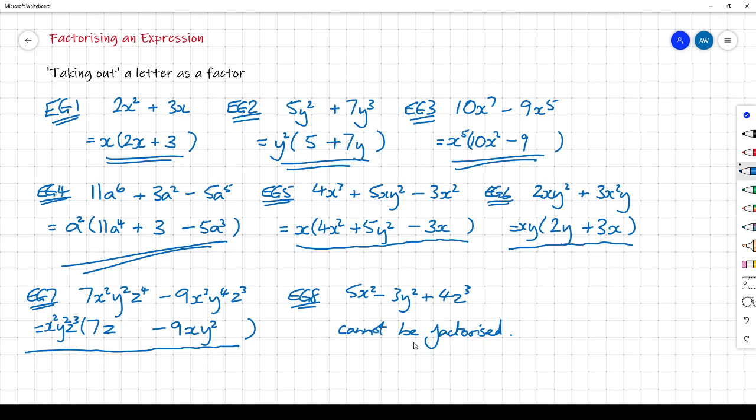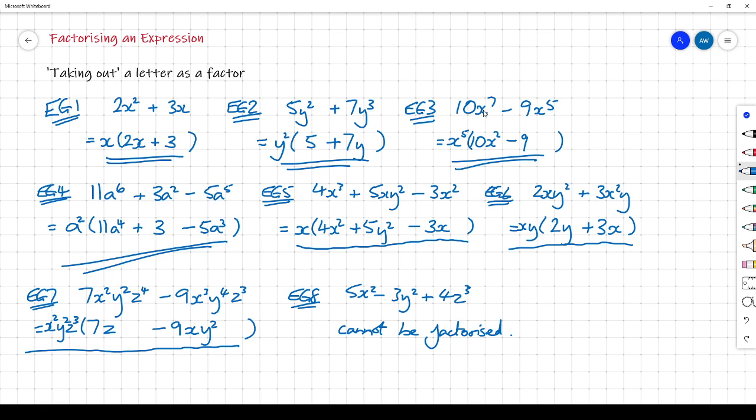Okay, so when you look back through these examples, what you might notice is that the highest power of every letter that we took out was always the lowest power that we found in every term. So if we look at these two, we had x squared there and x. So what do we take out? X to the power 1. Look at this example. We had y squared and y cubed. What did we take out? Y squared, the lower power of the two.